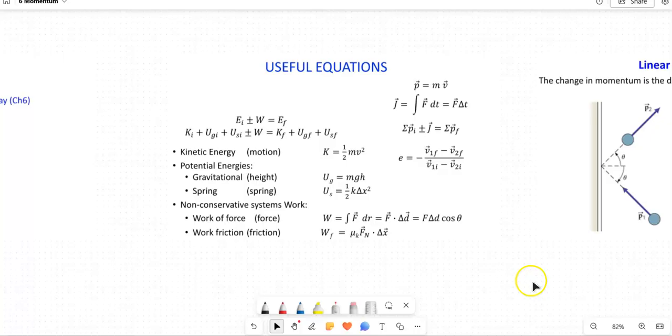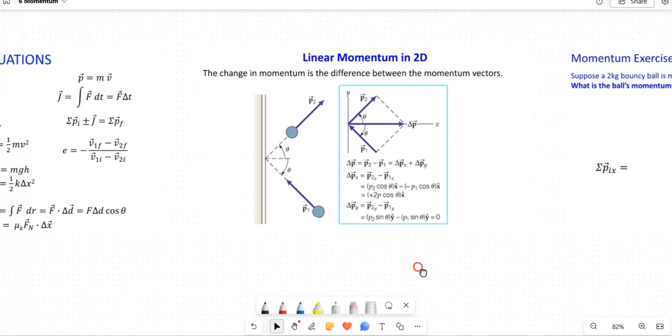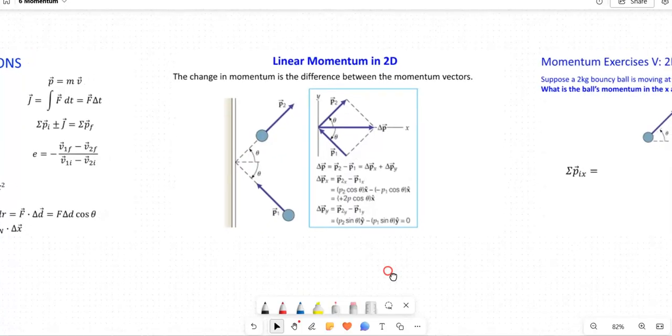All right, well, let's get to where we need to start. So momentum, linear momentum, is not just a one-dimensional quantity. It is actually in 3 dimensions, x, y, and z. But we are going to be doing just the 2-dimension part of that, so when the momentum is changing in the x and the y directions simultaneously.